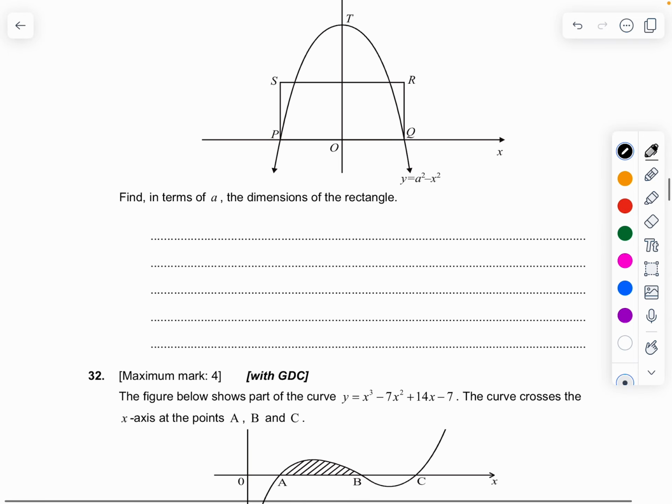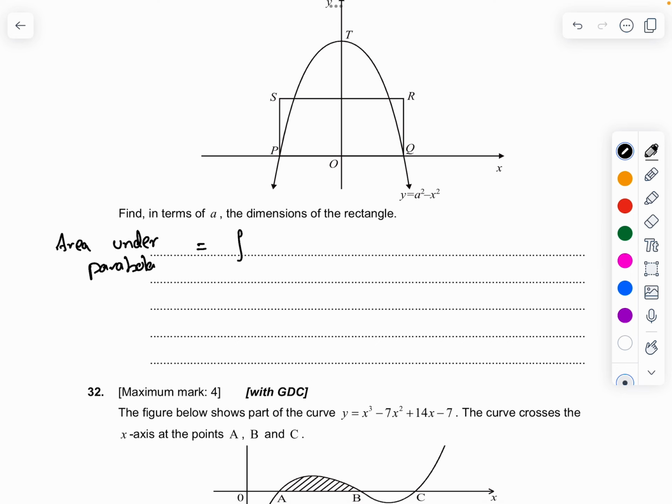So first of all, we will find the area under the parabola. It is going to be an integral. We know the y-axis is a line of symmetry, so the area on the right-hand side of the y-axis will be the same as the area on the left-hand side. Therefore, I can take 2 times the integral from 0 to a.